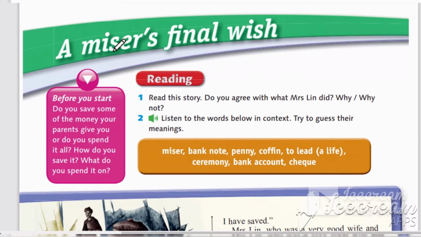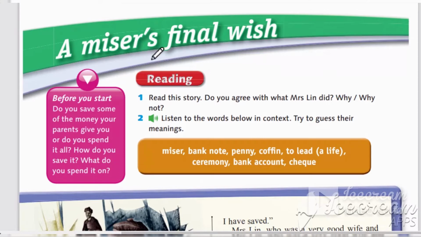Now, miser's final wish. Before you start, do you save some money your parents give you or do you spend it all? تصرف أو بتوفر في النقود اللي بيعطوك إياها أمك وأبوك. Yes or no. طبعا it's up to you. Yes, I save some money or no, I don't save any of them. Okay? How do you save? كيف تخبيهم, do you save them with your mother? Do you save them in your closet? And so on. What do you spend it on? على إيش بتنفق؟ إذا بدك تنفقها, do you spend them on gaming في ألعاب الكمبيوتر or do you spend them on food or do you spend them when you go out with your friends and so on.